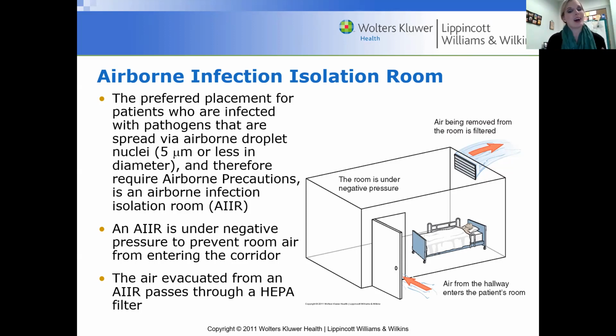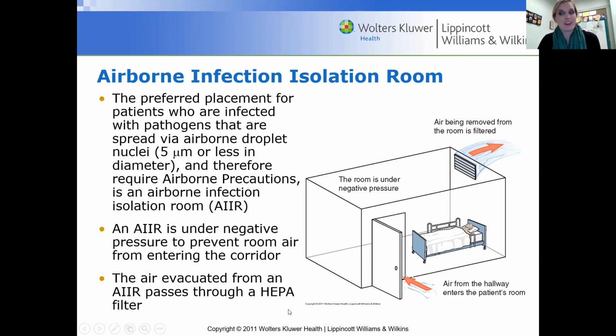So remember that an AIIR, or an airborne infection isolation room, is under negative pressure, meaning air flows into the room instead of out. And then the way that air flows out of the room is going to be through a filter so that it continues on to other rooms in the hospital. They're filtered so that pathogens are not going to be in that air exiting this room. So air evacuated from an AIIR is going to pass through a HEPA filter, which is, again, filtered to make sure that it doesn't contain those pathogens.